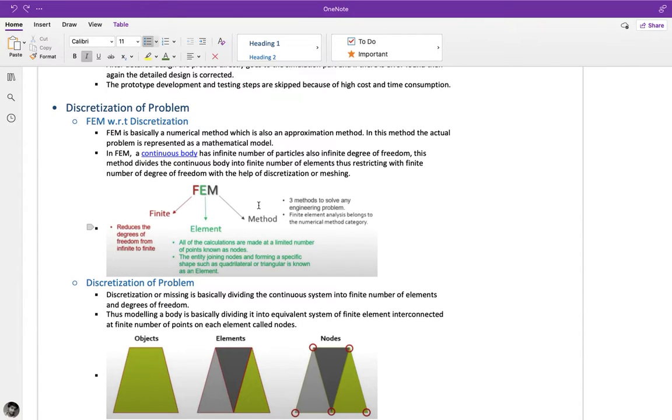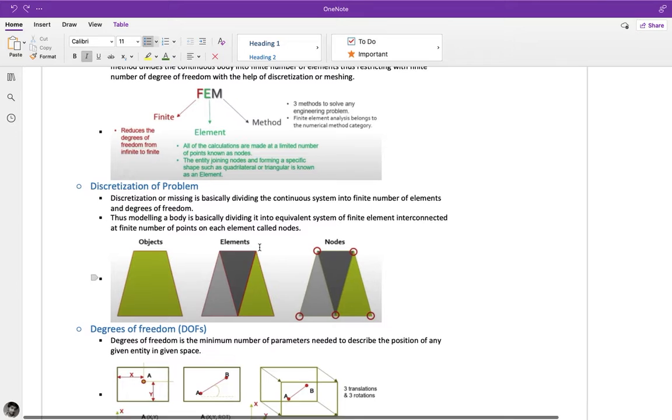So this is the abbreviation: finite element method. Finite means it reduces the degrees of freedom. Elements means the calculation is done on the nodes of these elements. That means we are reducing the calculation effort by specifying the number of elements, and there are other methods to solve this engineering problem using the elements.